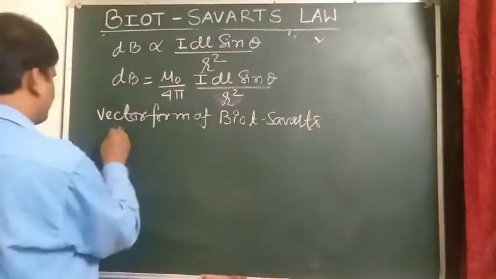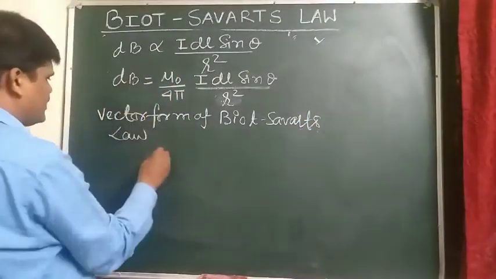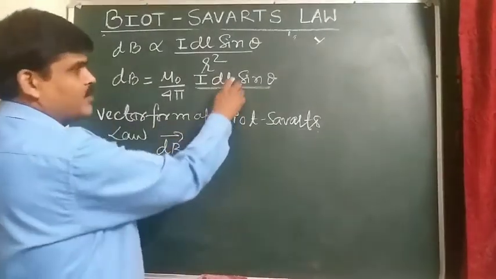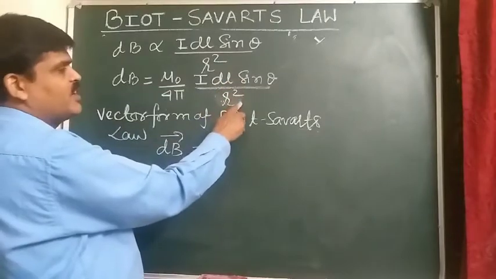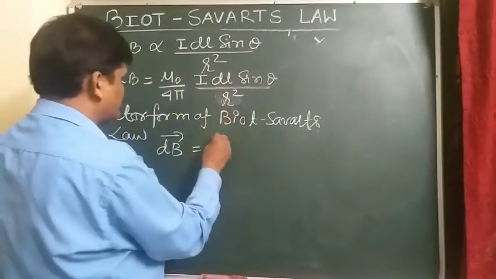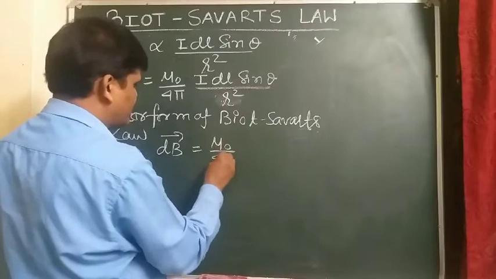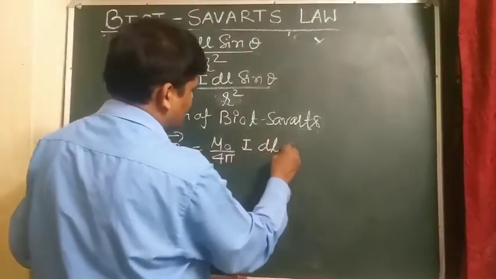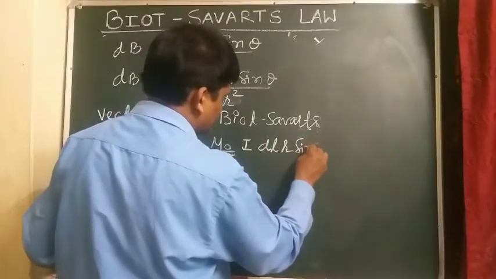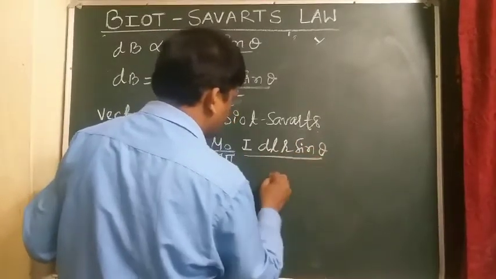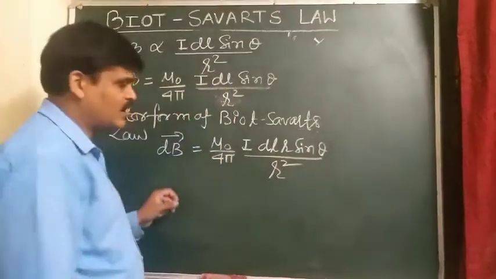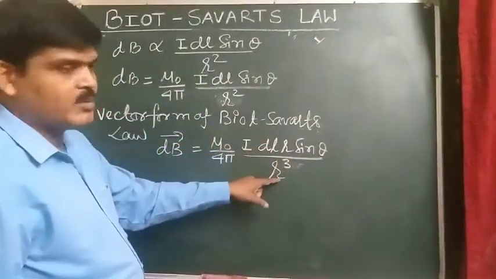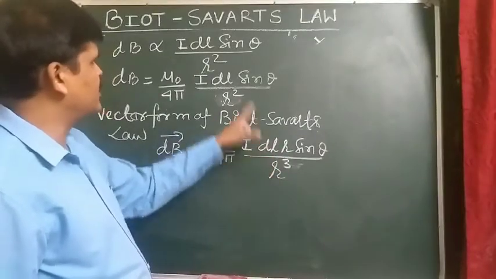Biot-Savart's law, that is what we have written here, dB. If you multiply both numerator and denominator by r, it is written as mu naught by 4 pi, student, I dl r sin theta by r square times r, that is r cube. Multiply numerator and denominator by r, so it becomes r cube.